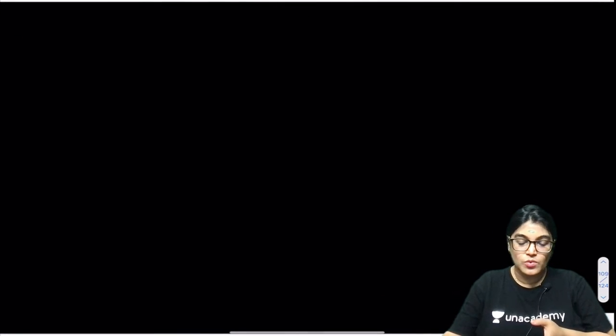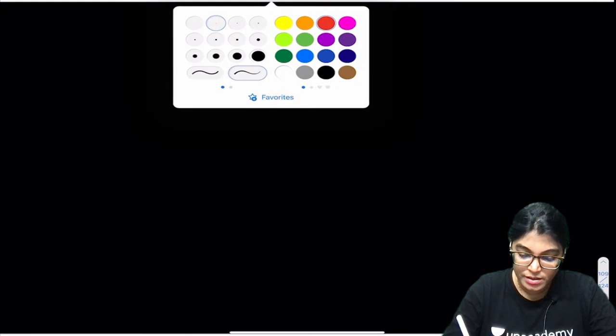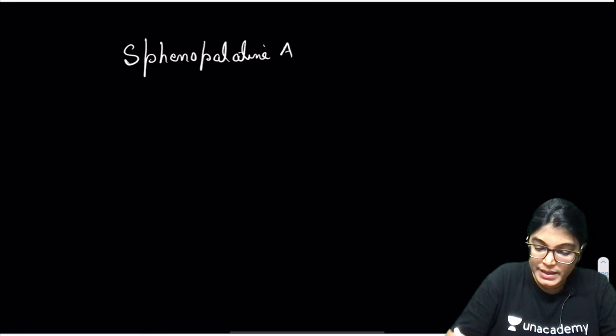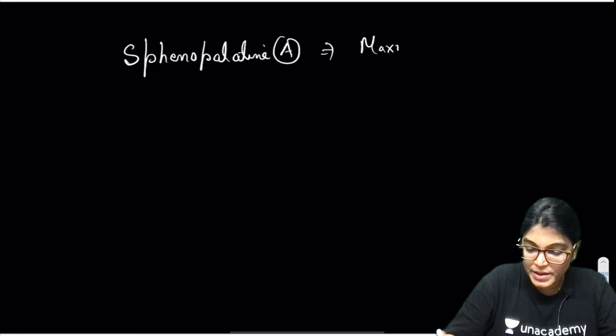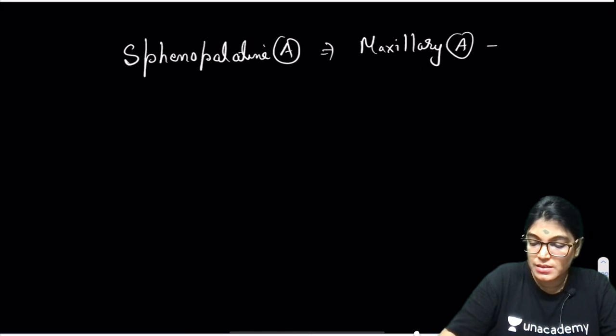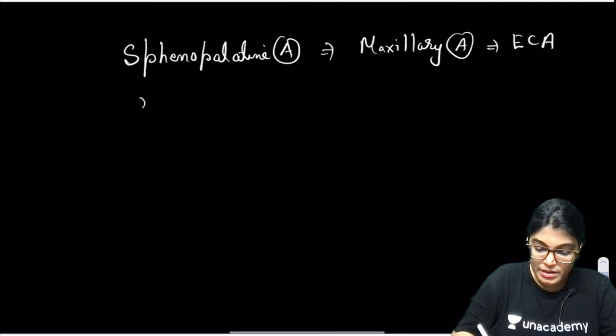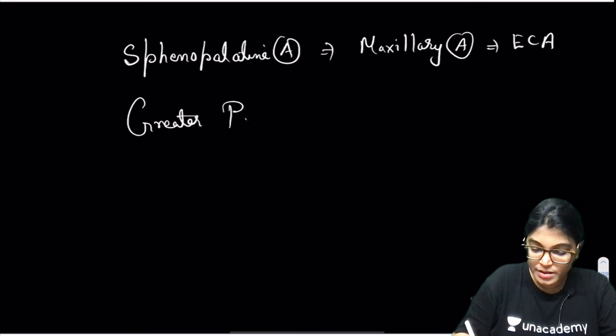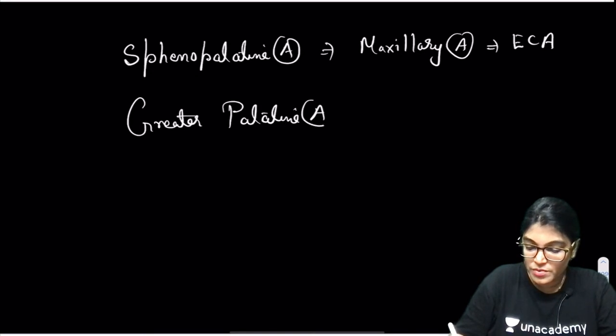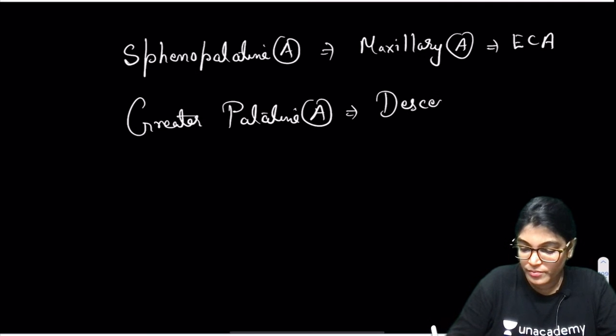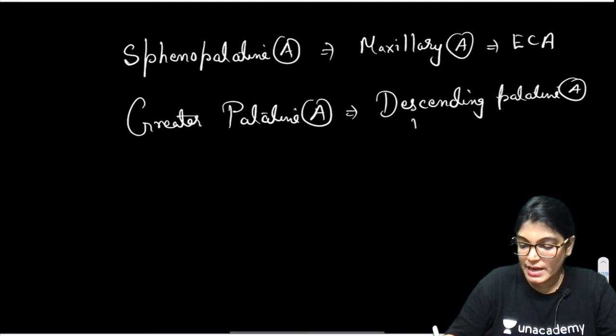So what were the options given? The options were sphenopalatine artery. The sphenopalatine artery is a branch of the maxillary artery, and the maxillary artery is a branch of the external carotid artery. The greater palatine artery is a branch of the descending palatine artery, and the descending palatine artery is a branch of the maxillary artery, and the maxillary artery is a branch of the external carotid artery.